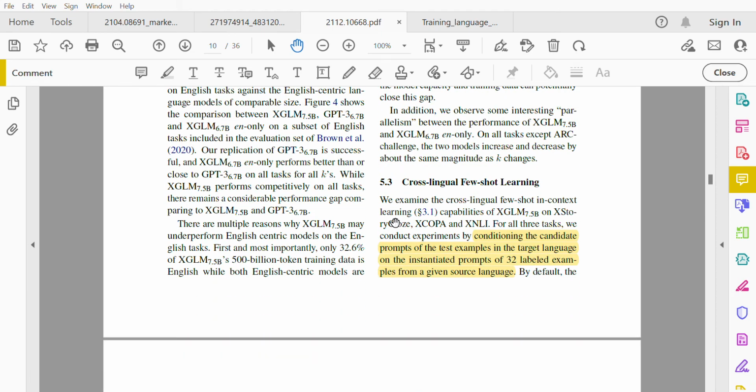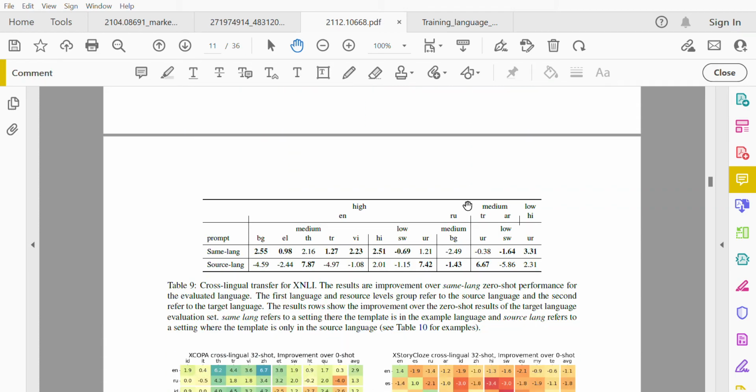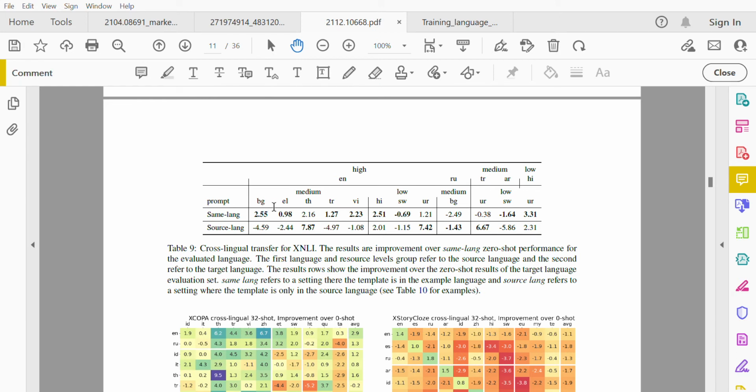So they also do some really interesting experiments here where they condition the candidate prompts of the test examples in the target language on the instantiated prompts of 32 labeled examples from a given source language. So can we build up prompts from other languages, basically? What they show here is kind of a mixed bag of results. This is what they're taking the initial representation from, and then what they're putting the prompt into. So the cross-lingual transfer, right?